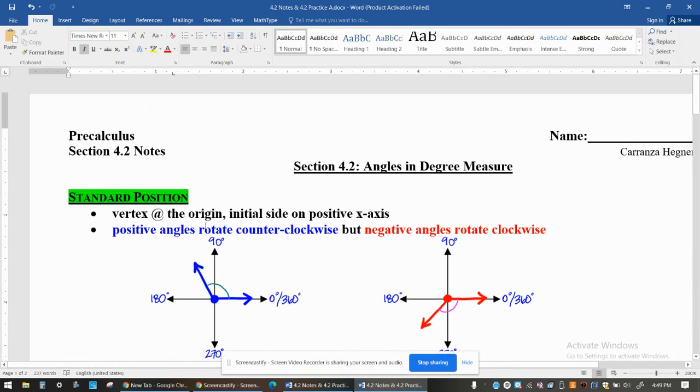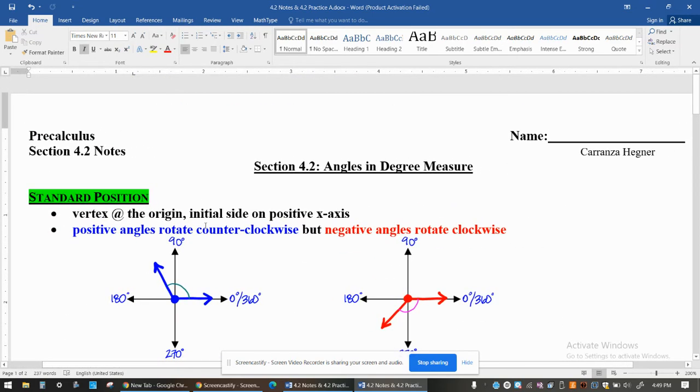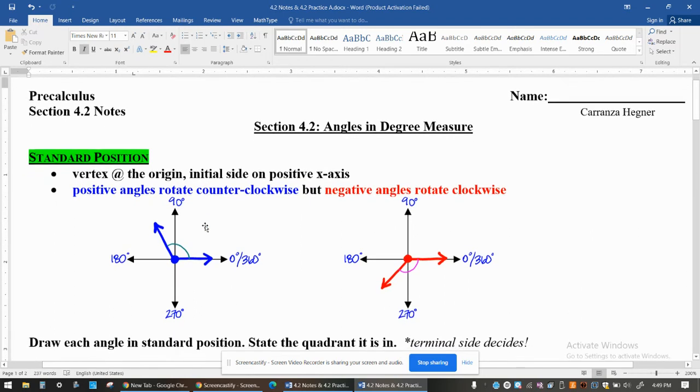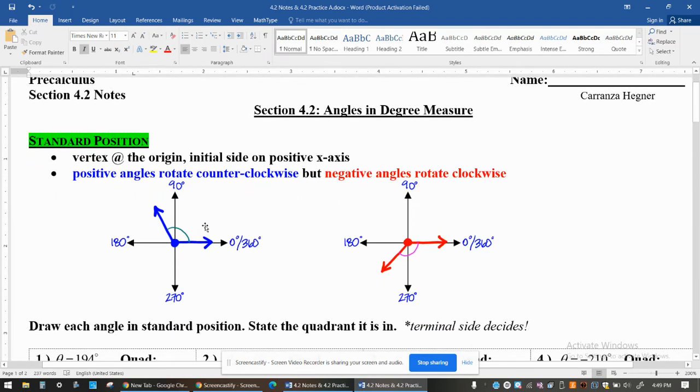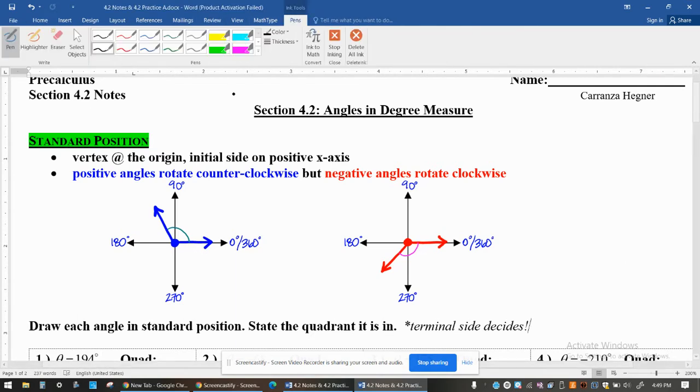All right, a lot of this stuff you guys have already seen multiple times before, so this will just be a refresher. When you are drawing an angle in standard position, the vertex has to be at the origin, so at (0, 0). The initial side has to be on the positive x-axis, so the first side of an angle needs to be on the positive x-axis. That is called the initial side, so I'm going to go ahead and label that as initial side.